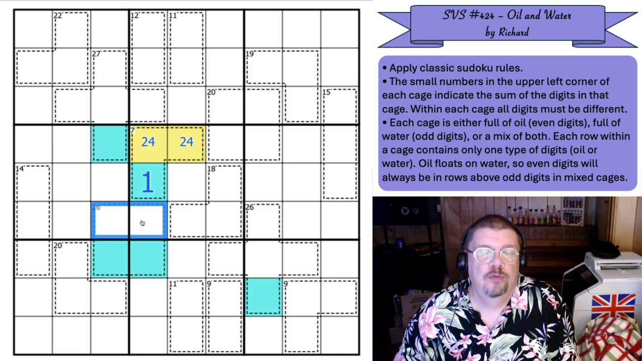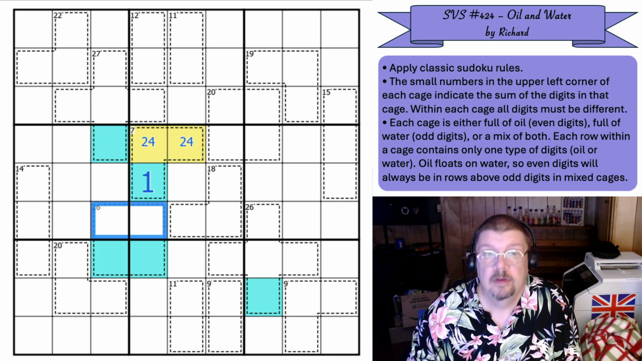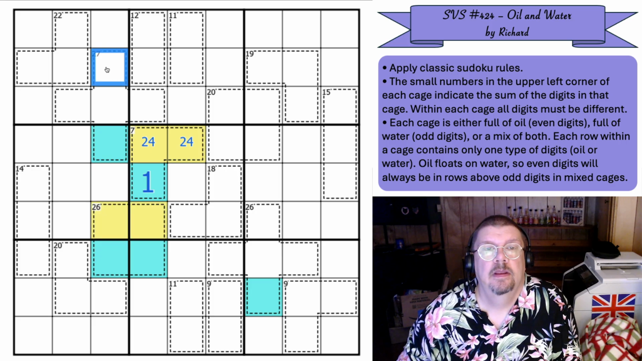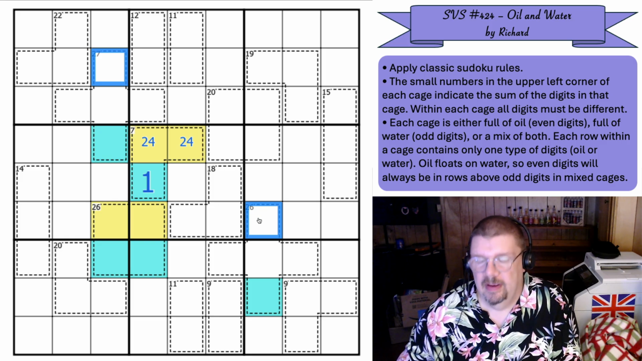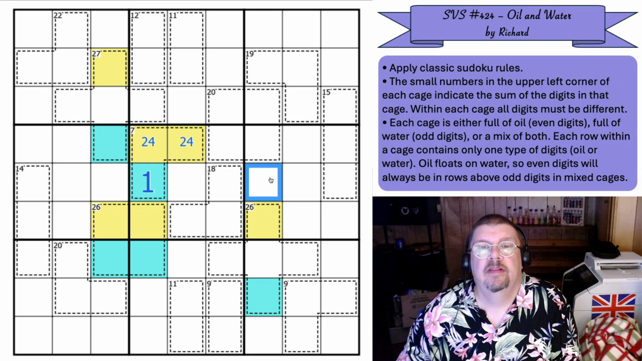Can these two be water? Well, the 5 digits that make up water are 1, 3, 5, 7, and 9, and if we had all 5 of them, that would be 25. So clearly that can't be water, so that must be oil. There we go. And likewise, we can now make the top of these X-pentominoes oil as well, because I need to have more than just water in there. Okay, this could be all oil, it could be all water.